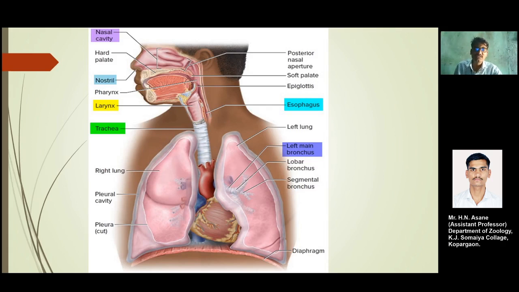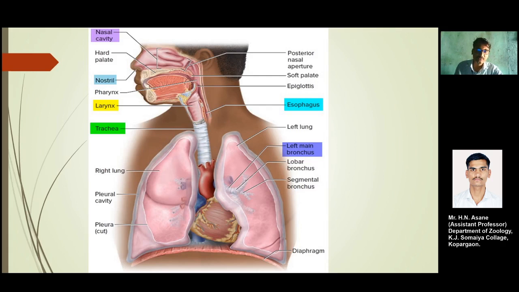Okay, and these segmental bronchi are providing these pleural cuts for these particular lobes of the lungs to get the oxygen supply. Okay, then as you can see the trachea, the windpipe structure, and then the larynx.